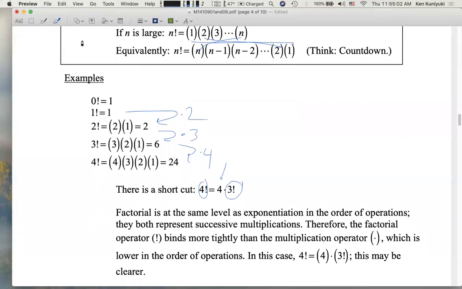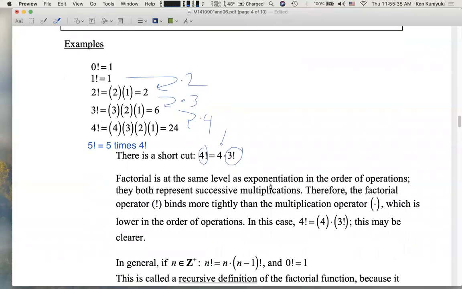Okay, so what if we wanted 5 factorial? Well, it is 5 times the rest of this. Okay, that's exactly the point. It's 5 times all of this, right? So it's going to be 5 times 4 factorial. Just as 4 factorial is 4 times 3 factorial, 5 factorial is 5 times 4 factorial. Basically, you bring in the next integer to get the next factorial.